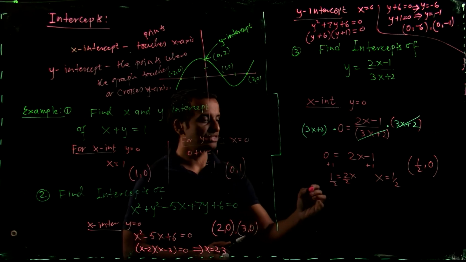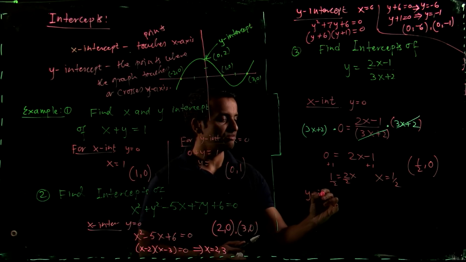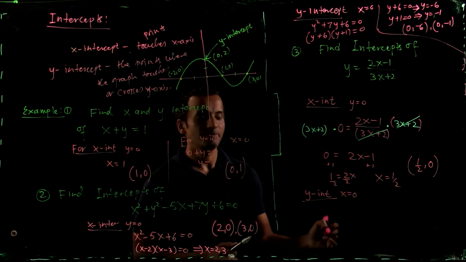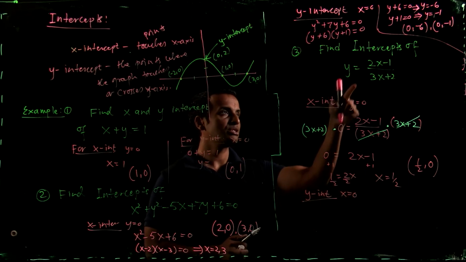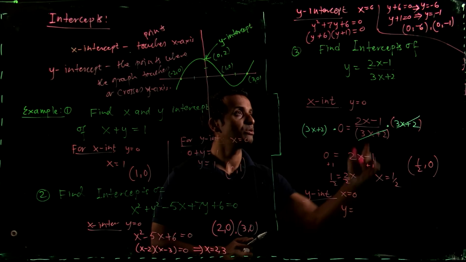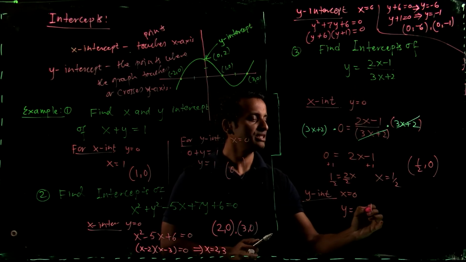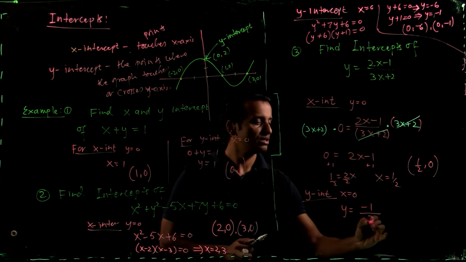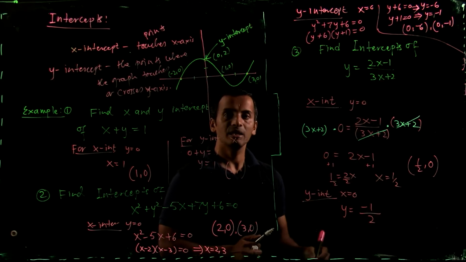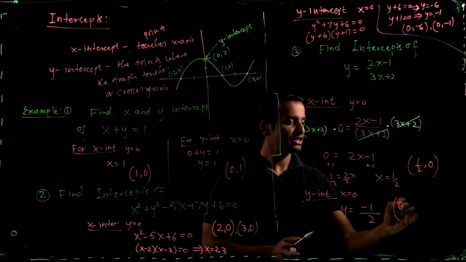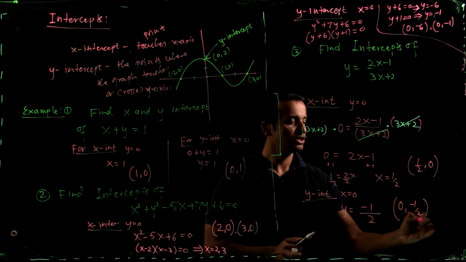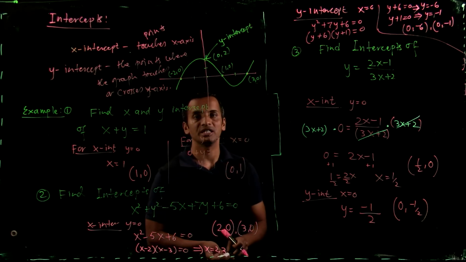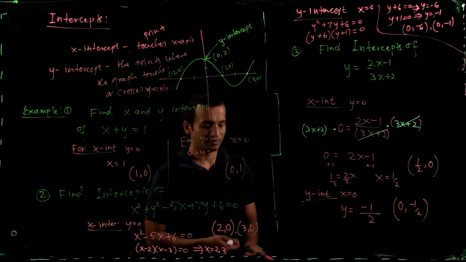Now let's find the y-intercept. For the y-intercept, you set x equals 0. When you set x equals 0, you get y equals 0 minus 1, which is negative 1, divided by 3 times 0, which is 0, plus 2, which is 2. So y is negative 1/2. So the point is x is 0 and y is negative 1/2. This is the y-intercept. Okay, so this is how we find the x and y-intercepts of an equation. Thank you.